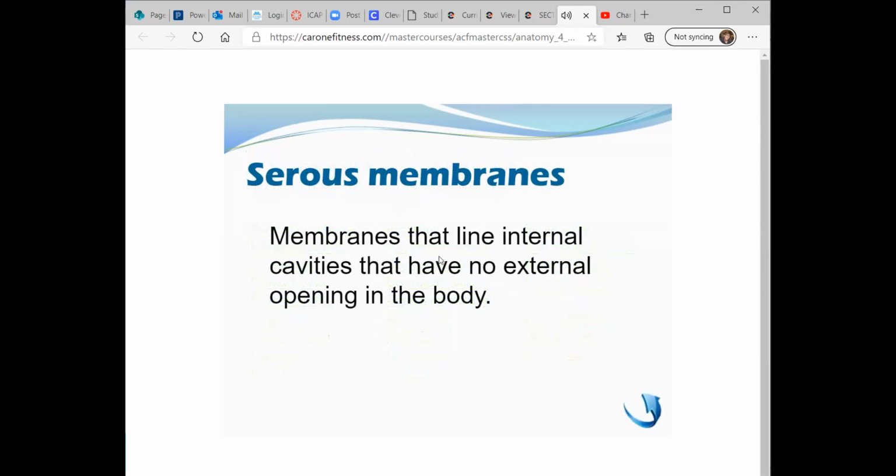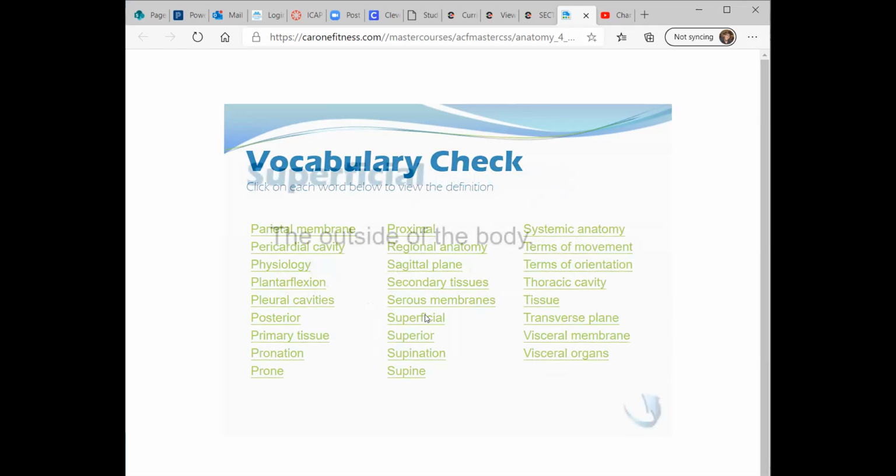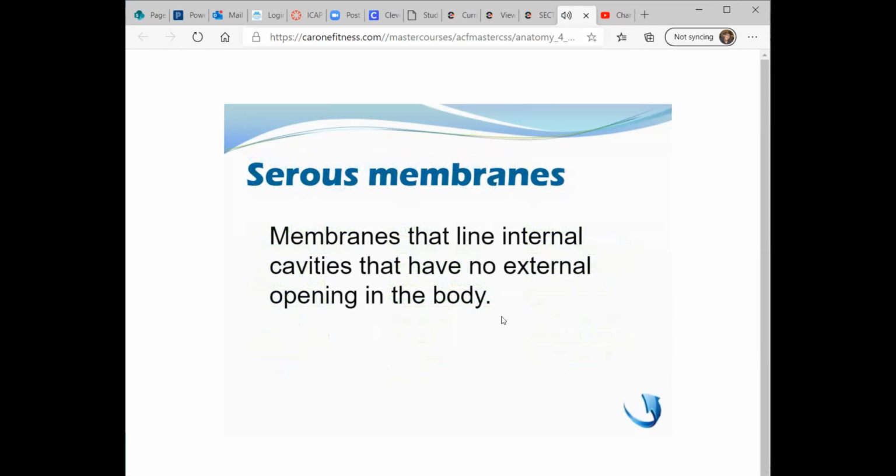Serous membranes. These are membranes that line internal cavities that have no external opening in the body. So these are cavities deep within the body that do not open to the external world. Like our nose cavity opens to the external world, so that's not serous membrane lined. Superficial, outside of the body. So serous membranes line cavities that are not superficial.